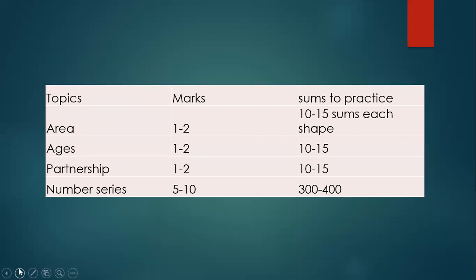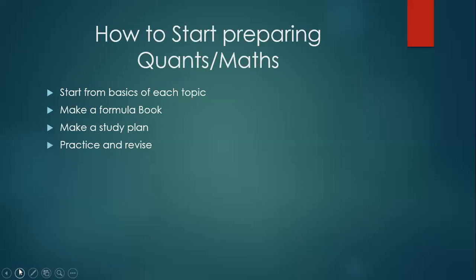Now, topics like area, ages, and partnerships always come at easy to medium level, and you have to practice only 10 to 15 sums each and every week to gain mastery over these topics. Now for number series, you have to be consistent in practice. Otherwise, you won't be able to solve number series in the main examination because the pattern for number series questions is very unpredictable.